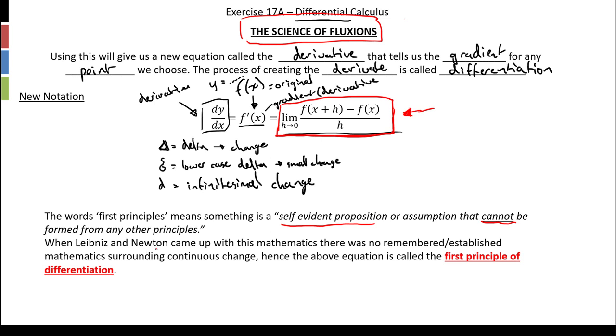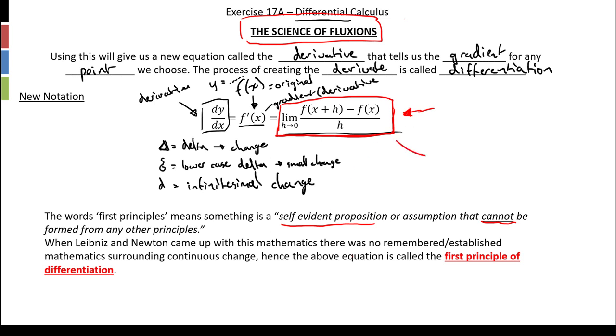Now, when Newton and Leibniz came up with this mathematics, there was no remembered or established mathematics surrounding continuous change. Some stuff was figured out a long time ago, but had been forgotten or lost. Hence, the above equation is called the first principle of differentiation.